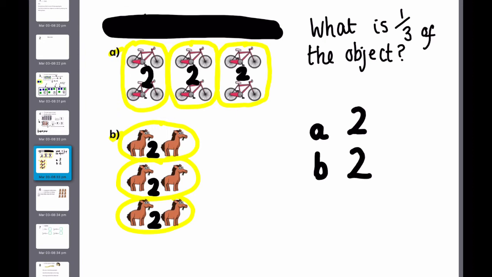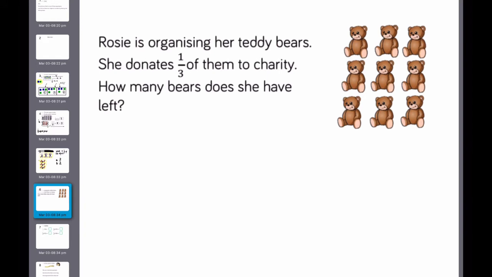Well done. Okay, let's try this problem. Let's read it first. Rosie is organising her teddy bears. She donates 1/3 of them to charity. What does that word donate mean?